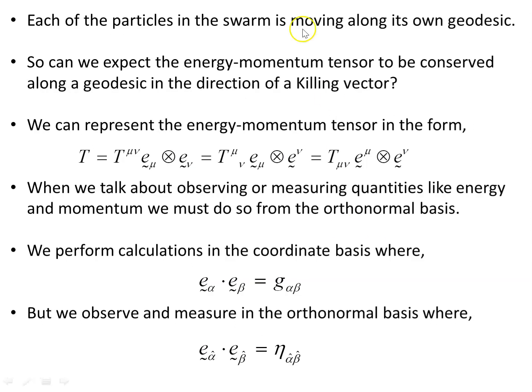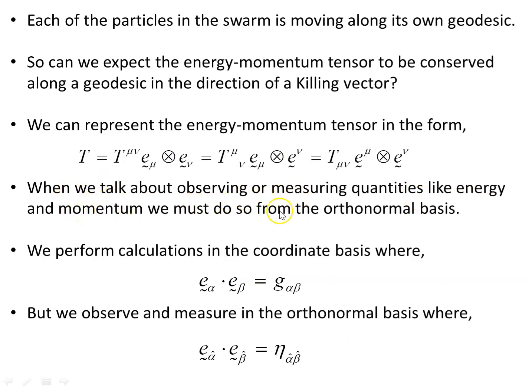Okay, so each of the particles in a swarm is moving along its own geodesic. We can expect the energy momentum tensor to be conserved along a geodesic in the direction of a Killing vector. And we can represent the energy momentum tensor in any of these forms here. They're all equivalent.